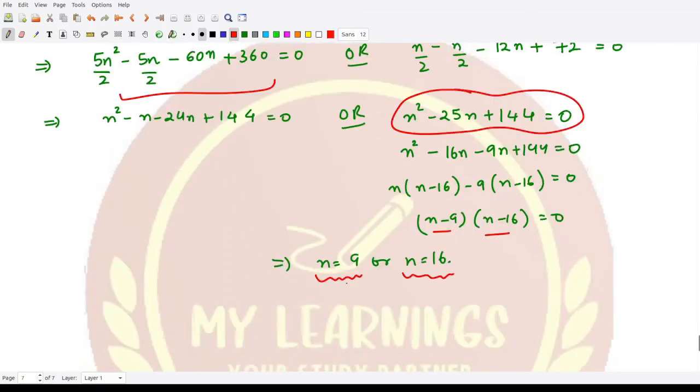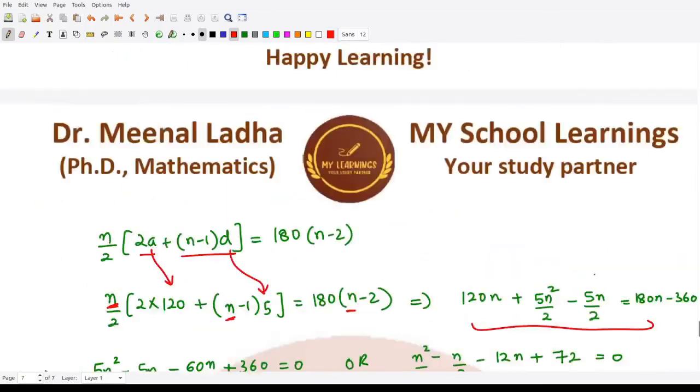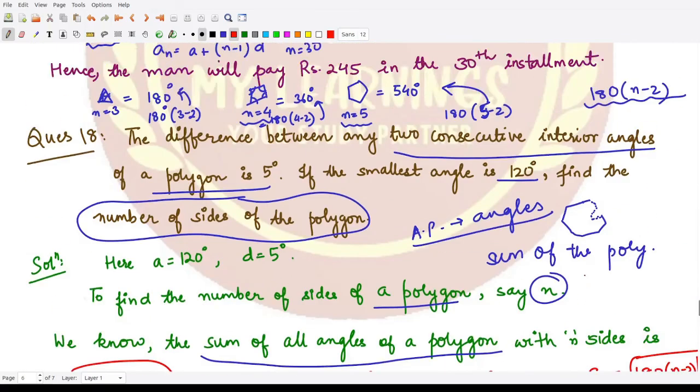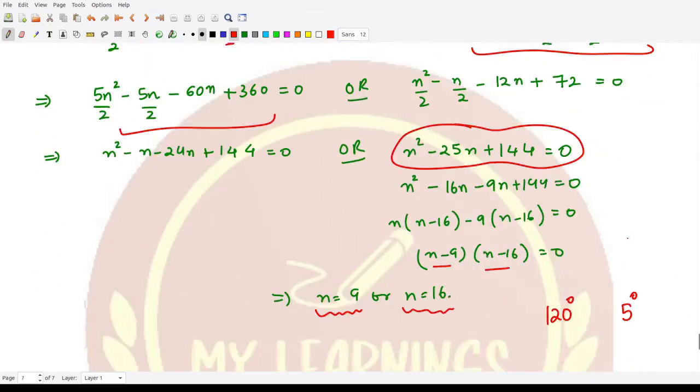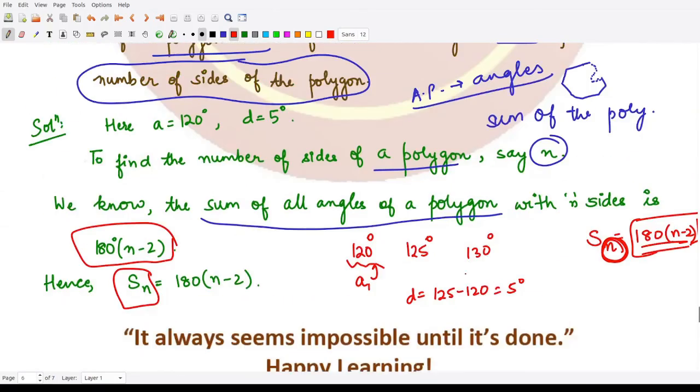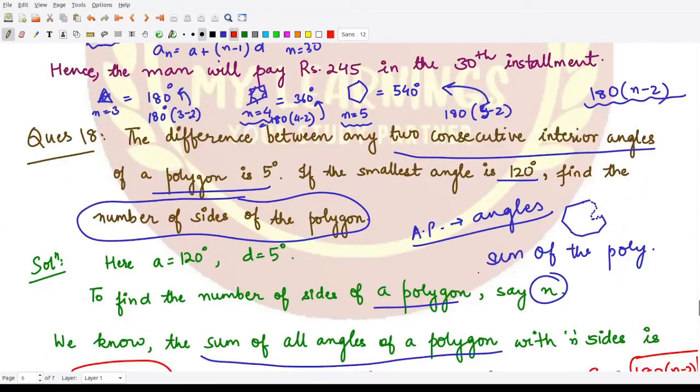So the polygon would either have 9 sides or 16 sides. In both cases, the minimum angle would be 120 degrees and the consecutive angles would differ by 5 degrees, so it satisfies all the conditions for the polygon with 16 sides and with 9 sides. I hope you understood this question well.